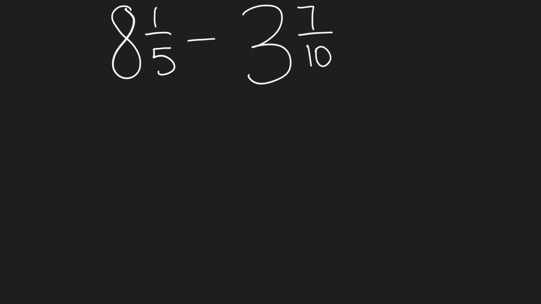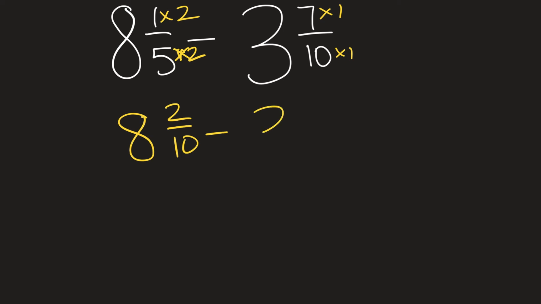Okay, last one we're going to do together today, guys. I have 8 and 1/5 minus 3 and 7/10. Now, I know between 5 and 10 that 10 is my least common denominator because 5 times 2 is 10. Okay? So I'm going to multiply my numerator by 2. I'll get 8 and 2/10 minus, and this one would just be multiplied by 1, so it's going to stay the same, 3 and 7/10.